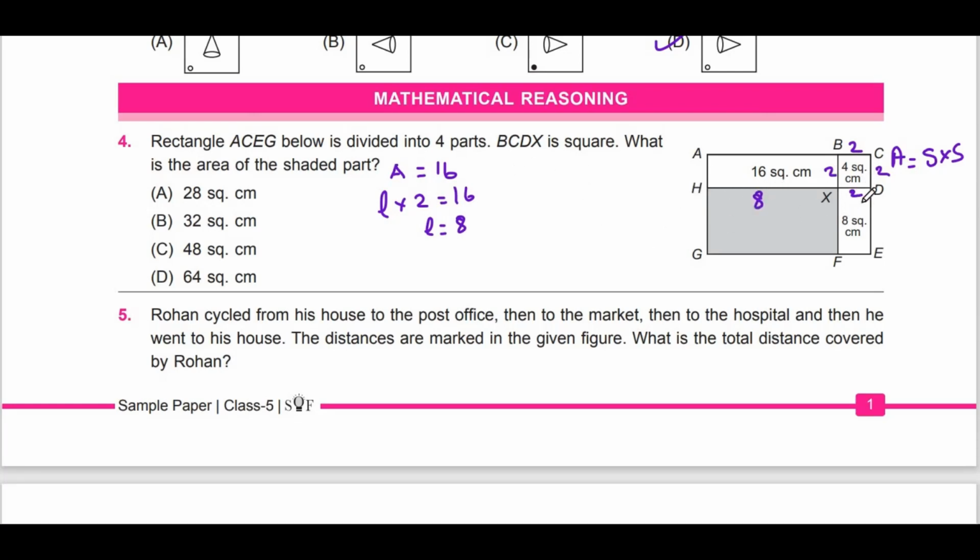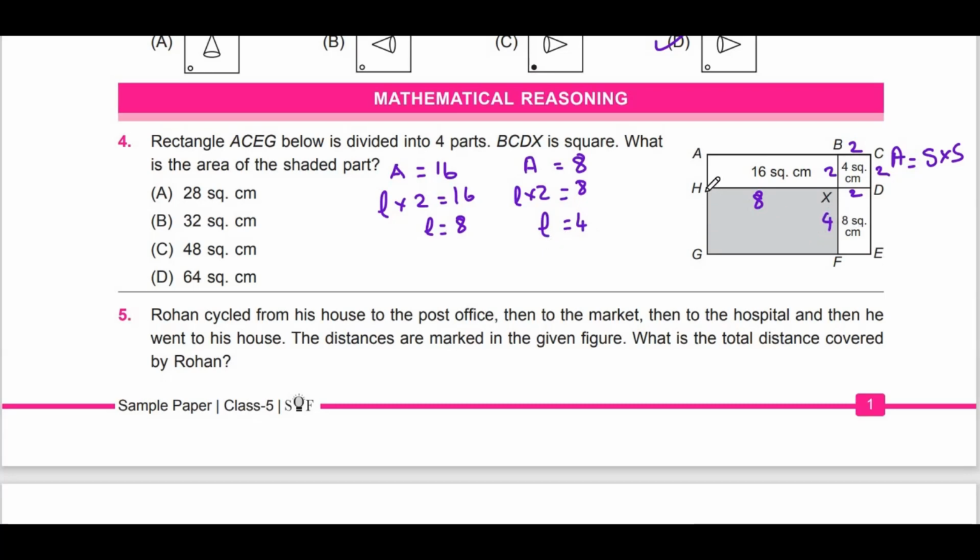In the same way, let's take the area of DEFX. The area of DEFX is 8. Here also length times breadth. We know the breadth is 2, and the area is 8. So now what is our L? L equals 8 divided by 2, which is 4. So we have got the length here as 4.